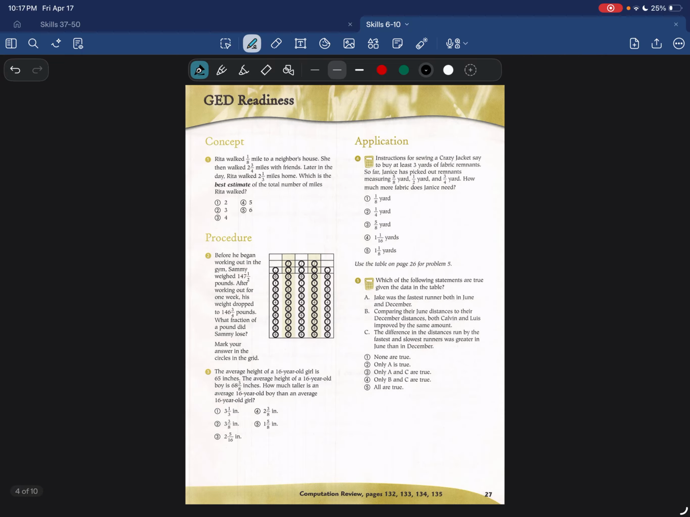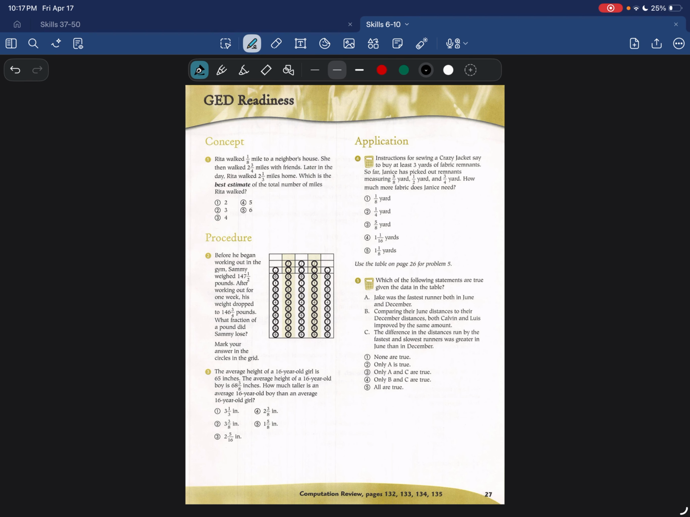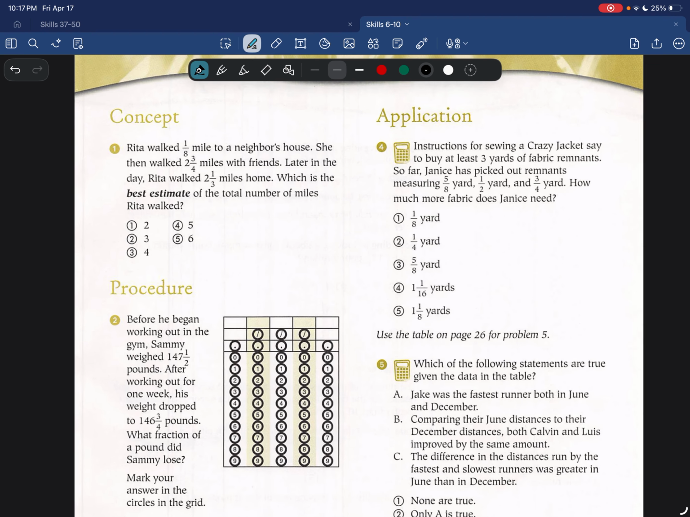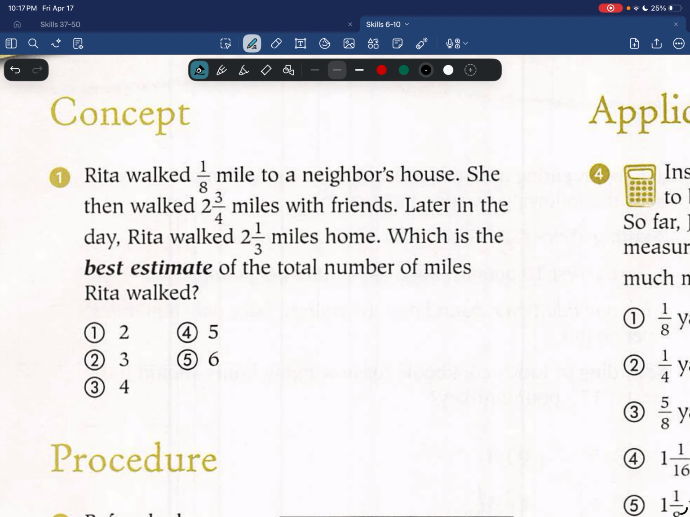On page 27, I would make sure that I've done the computation review for 132 through 135. That will help you with these fraction concepts. And speaking of concept, here is a concept question.